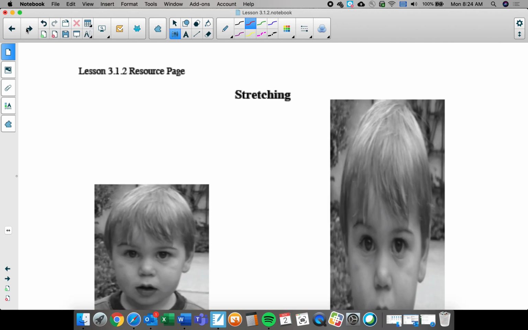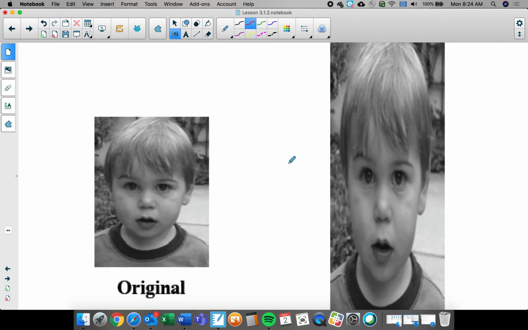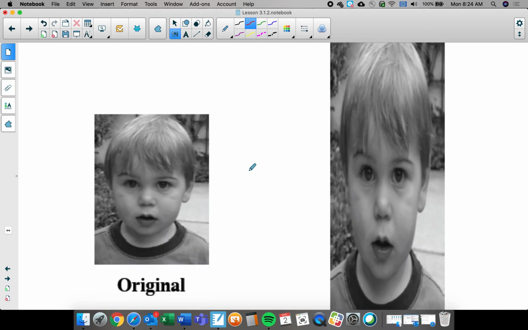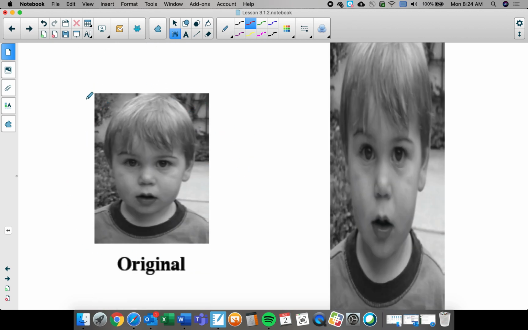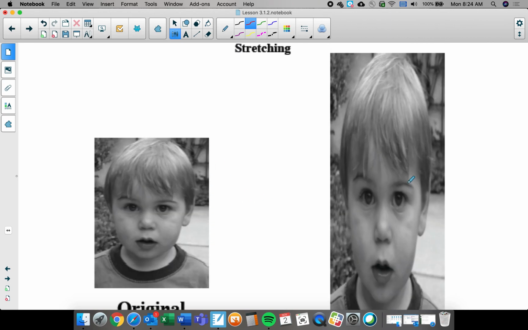So to give you another idea behind this, this is just a resource page that goes with this. If this is the original shape of something, we have to multiply every dimension that we have by that zoom factor. So if I were to take this original shape and let's say I only multiplied the height, this is what this looks like.